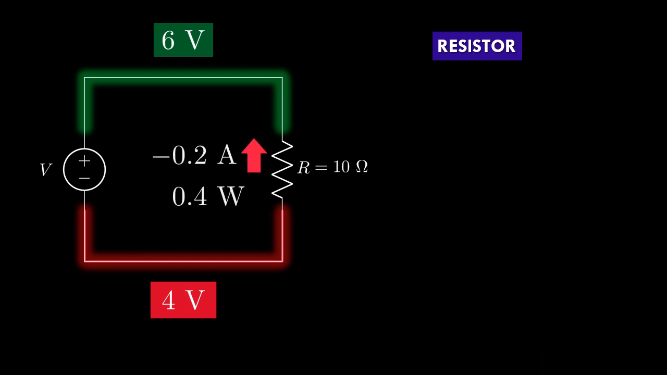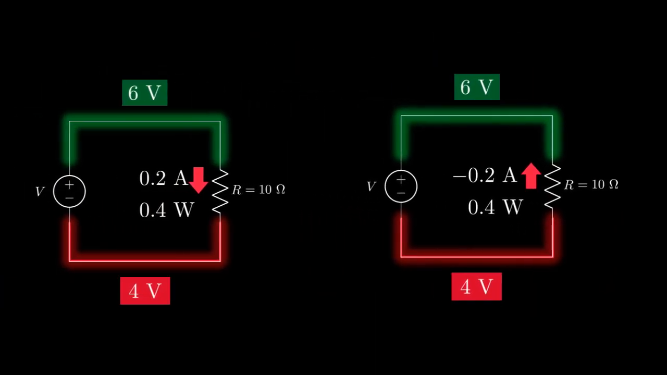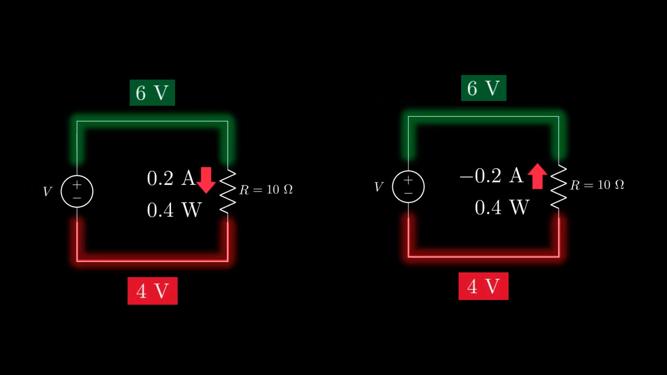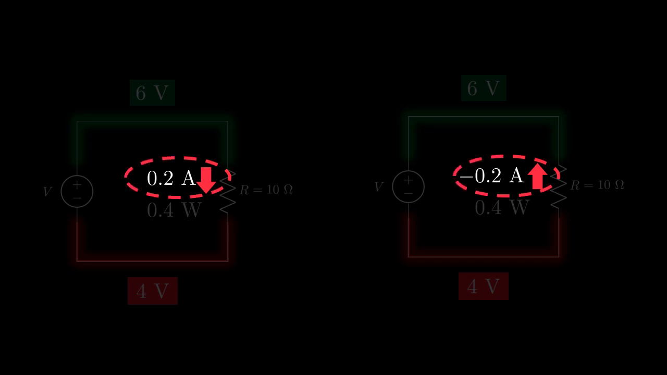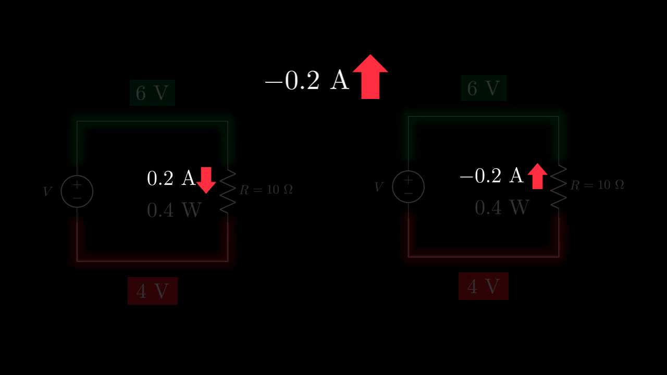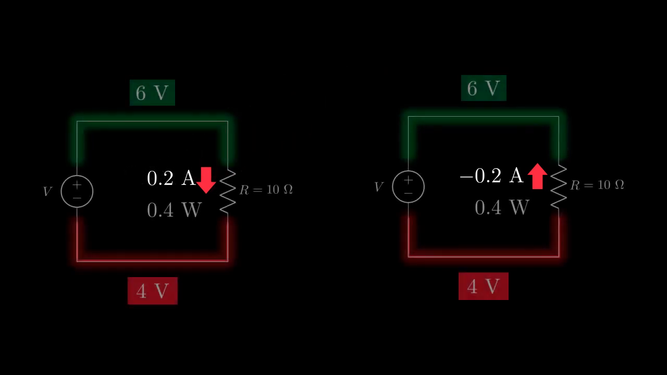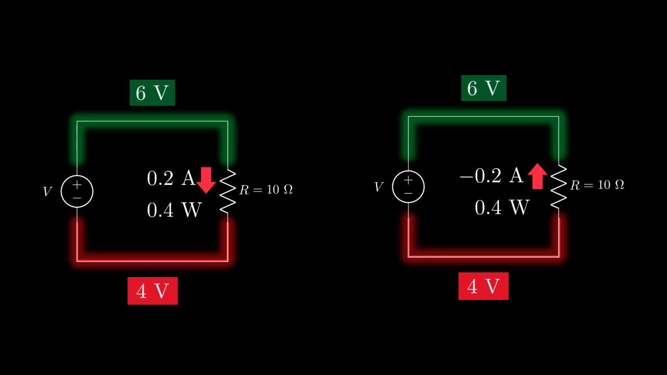So after some calculations, now we have negative 0.2 amperes of current in the upward direction and a power of 0.4 watts. Now let's compare this result with the results from the previous attempt. Well, we get the same power, so that's all right. But the current doesn't seem to match. Except negative 0.2 amperes of current in the upwards direction is the same thing as 0.2 amperes of current in the downward direction. So we actually got the same result, but in a different language.